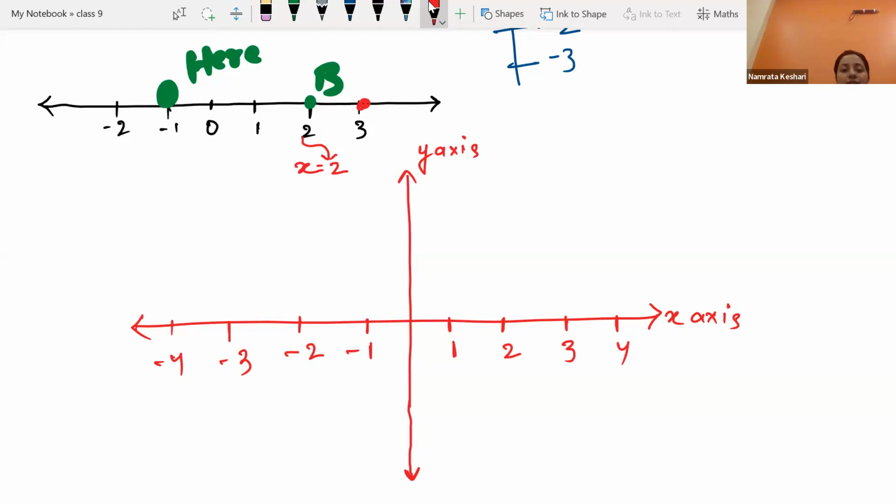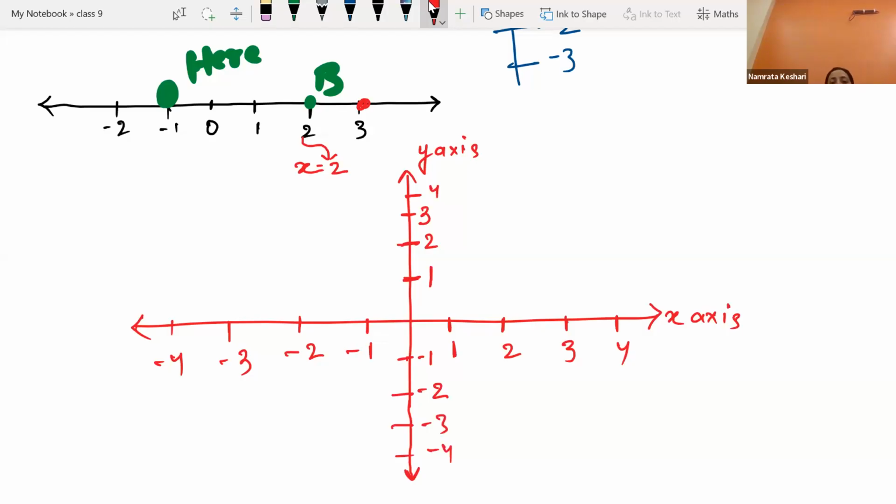Okay, on the y-axis on the upper side I will write positive numbers. Always keep in mind that on the y-axis we write the positive numbers on the upper side and negative numbers on the downward side. So this is 3, this is 4. Here we have -1, -2, -3, -4. A few numbers I have just taken.